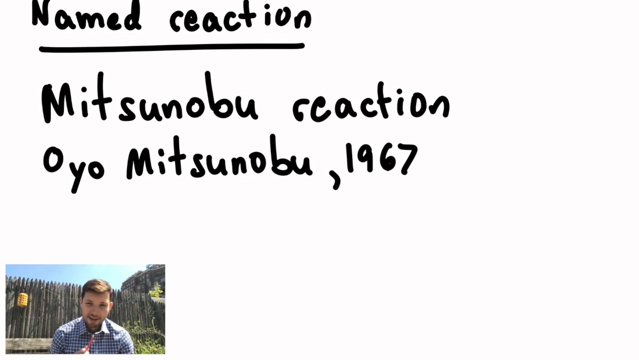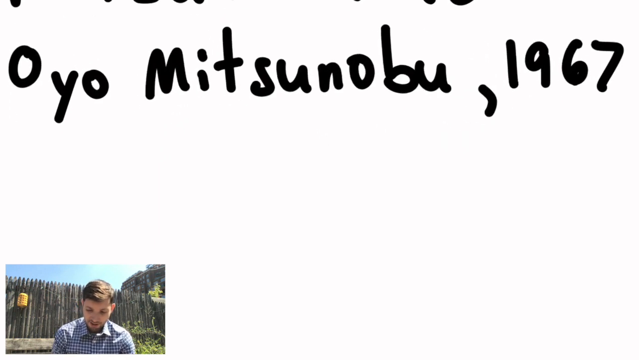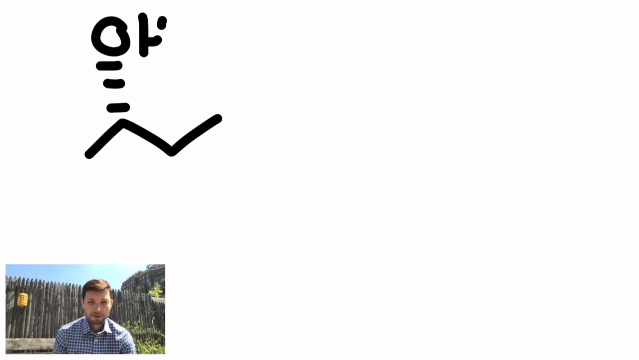The one I've chosen is the Mitsunobu reaction. This was done by Oyo Mitsunobu in 1967. Let me start by showing you the overall transformation. It involves an alcohol. I'm going to use this chiral secondary alcohol as an example.